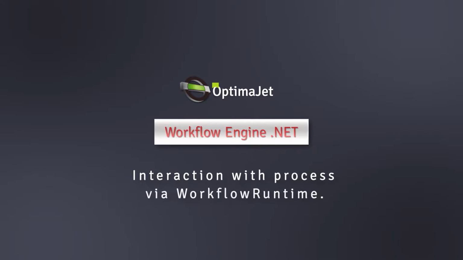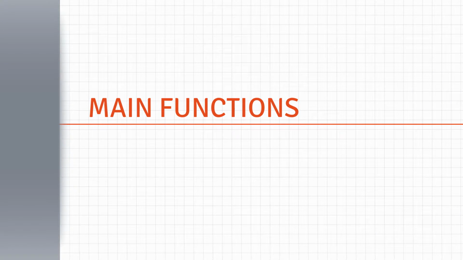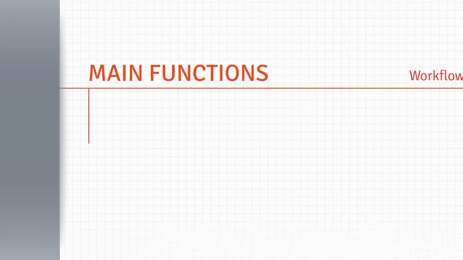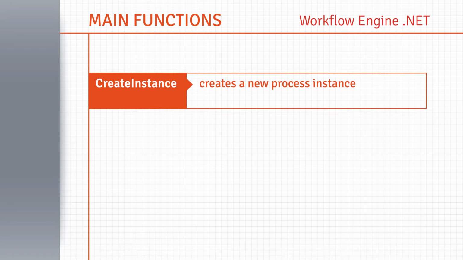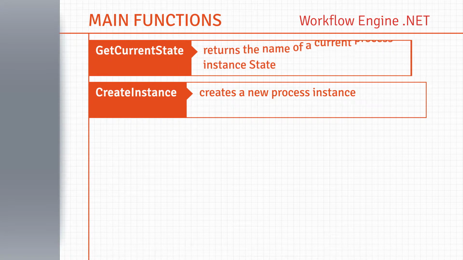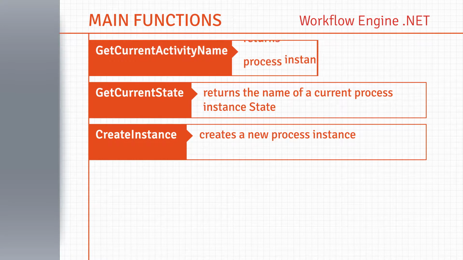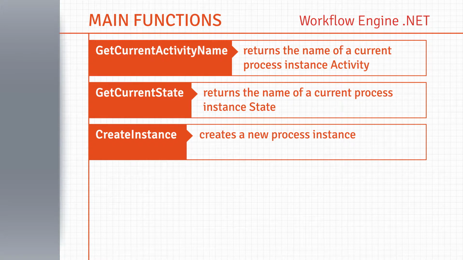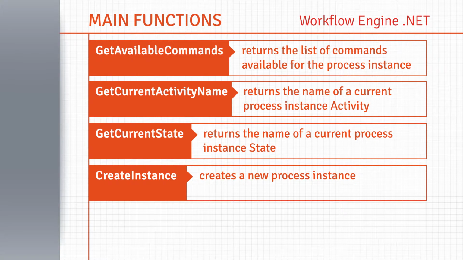Interaction with process via workflow runtime. To interact with a process instance, a few main functions of workflow runtime are used. They are pretty basic. Create instance creates a new process instance. Get current state returns the name of a current process instance state. Get current activity name returns the name of a current process instance activity. Get available commands returns the list of commands available for the process instance.